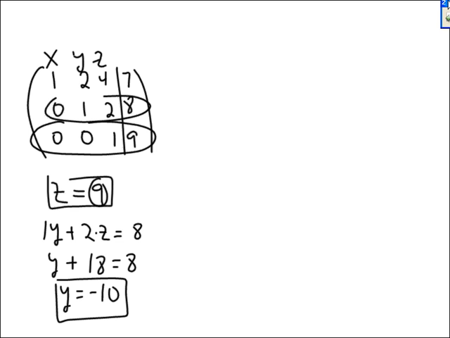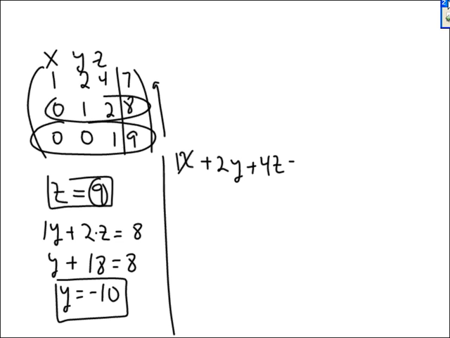So we have y and z, and still going up, back substitution, we'll find x. We know that 1x plus 2y plus 4z is 7. 1x is x plus 2y. Y is negative 10. 2 times that, how about positive 2 times y? Positive 2 times negative 10 is negative 20. Plus 4 times 9 is 36. And this is supposed to be 7.